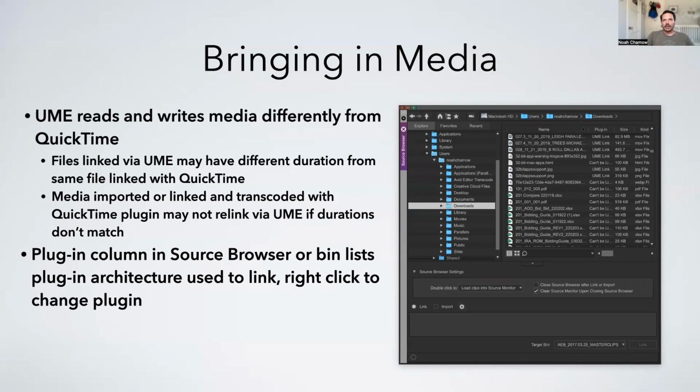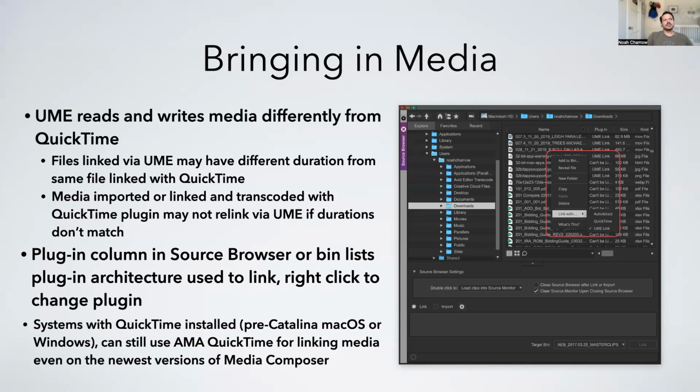And if you right click, you can actually choose how to link to that file. So let's say you're on a system, because as I've said before, systems with QuickTime installed, which includes pre-Catalina macOS or Windows, you can still use the AMA QuickTime plugin for linking media. So on Windows, for example, files will link by default with UME, but you can actually right-click and choose to switch over to using QuickTime. The same is not true on macOS, because new versions of macOS don't have QuickTime.